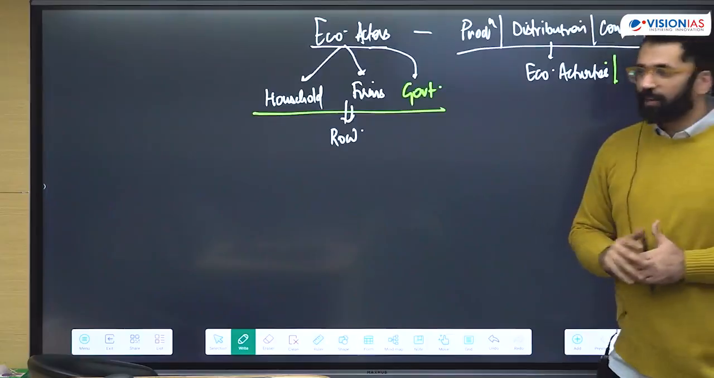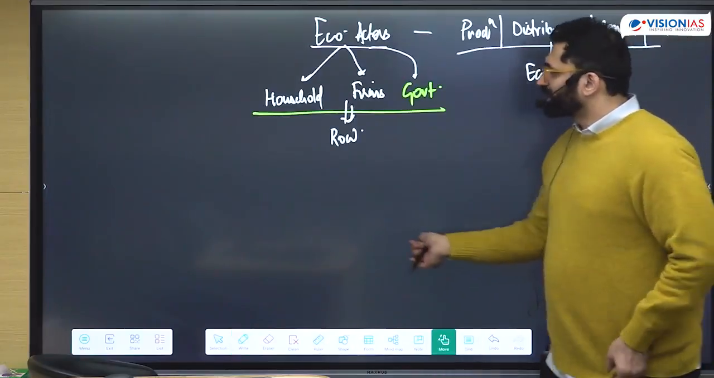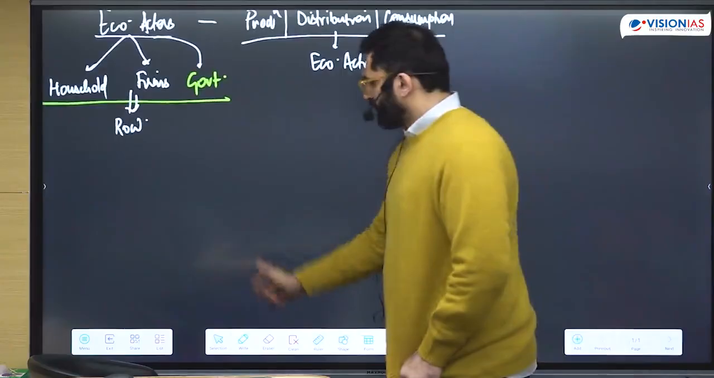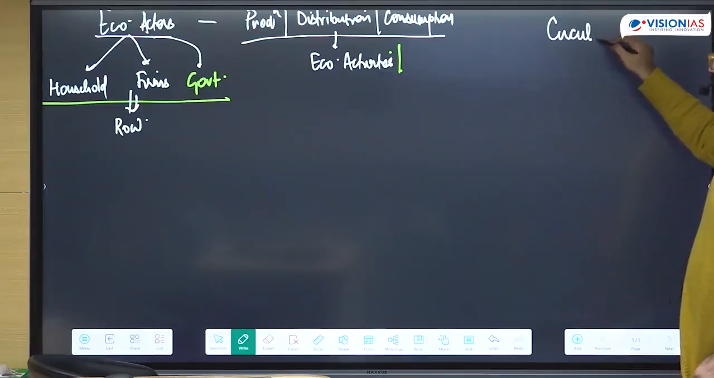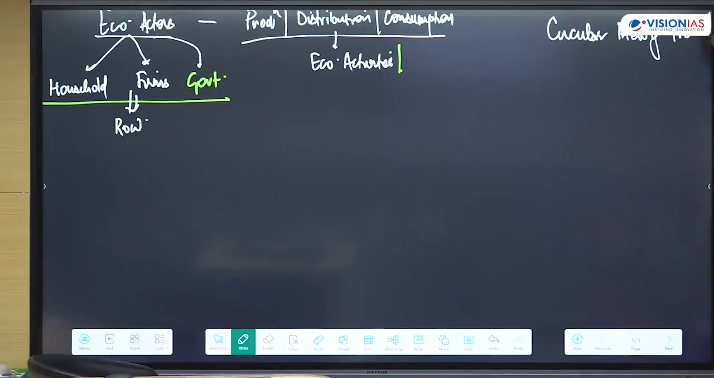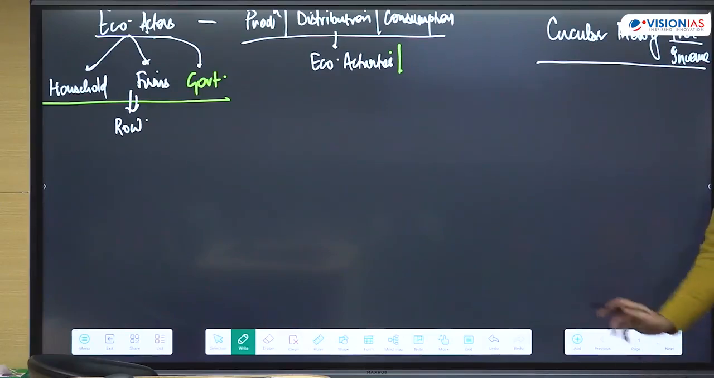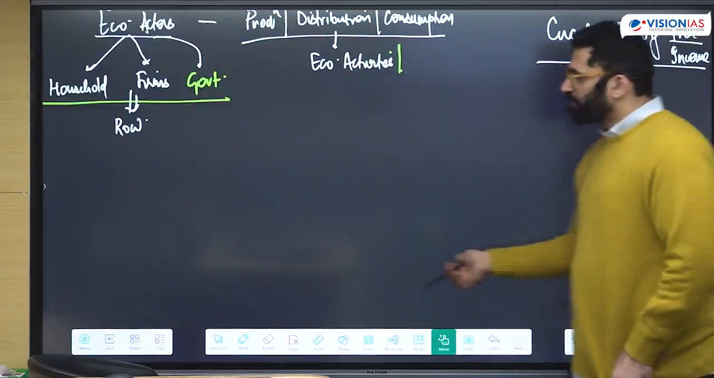Now how does this production happen? Any economy, to make sense of this, we will use a very simplistic model, that is the circular flow of production or circular flow of income, both mean the same thing. Production होगा तो income आएगा. So how does this happen? Who does what? We understand from the circular flow.